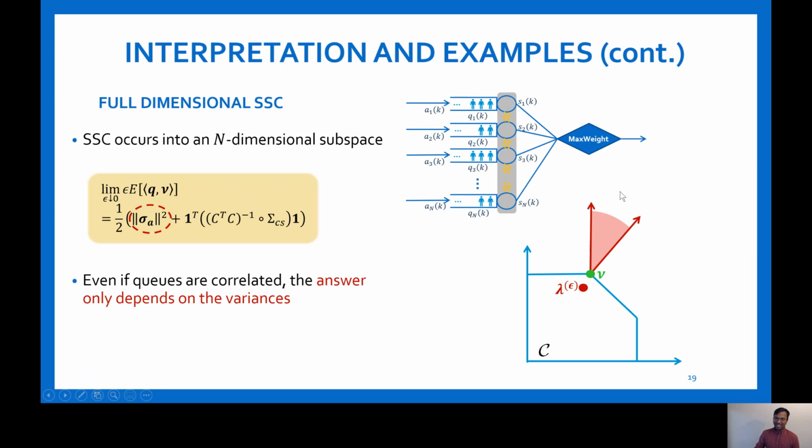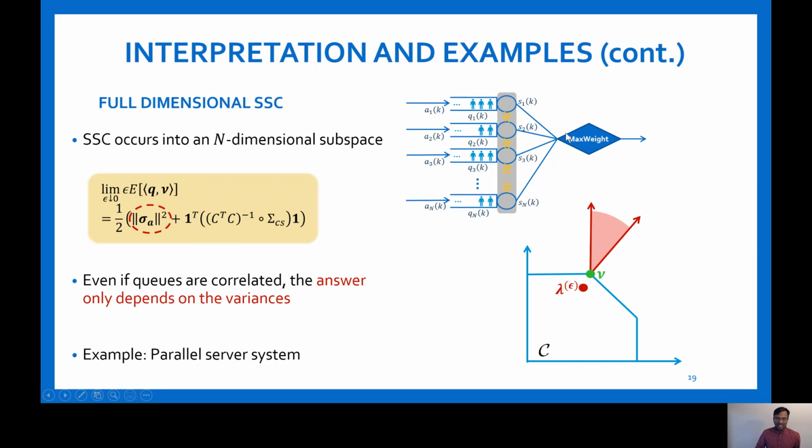If I have a generalized switch where I'm approaching a point which is actually a zero-dimensional phase, which means it's a corner point of the capacity region, then my state space collapse happens into the full dimensional space. And it turns out that in this case, the covariance of the arrivals doesn't matter. It only depends on the variances. So a parallel server system is a special case of such a system.